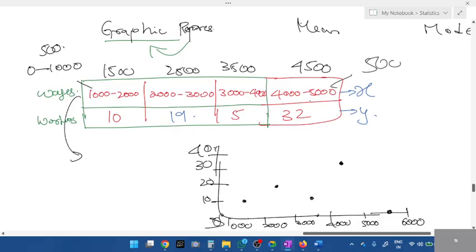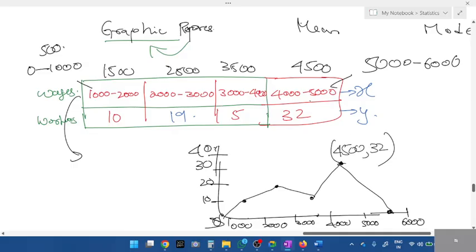After 5000, you have up to 6000. So from here, you have to connect it. So like this, it goes like this. Keep a scale and connect it. And write all the values. X value first, Y value next. For example, the highest point is 4500, comma 32. X comma Y value. This is how the graph looks. Okay, so the second type is also done.